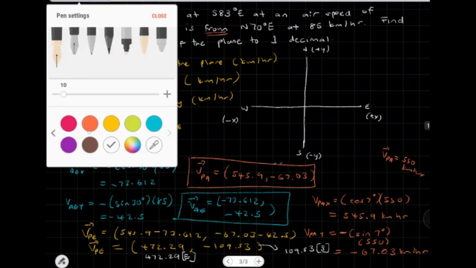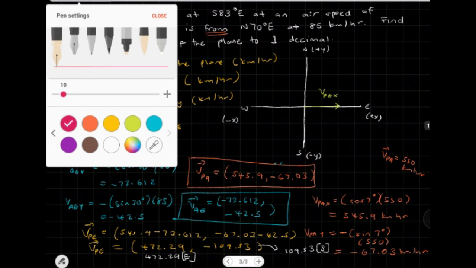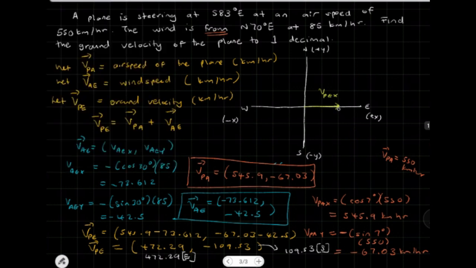And if we do that to plot this on our grid, I'm going to go this value east. So this is my x component of my ground velocity, right? V sub PEX. And once again, I'm just sketching it. I'm going to go this much south. Okay, so this is my y component, so V sub PEY, right?